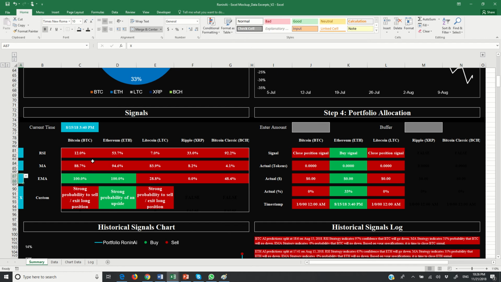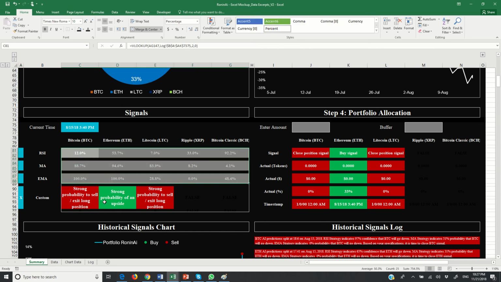The reason why these strategies are included here is to give users an idea of how each strategy is performing, because we have three different smoothings right now: RSI, moving average, and exponential moving average, and having them on this screen might be beneficial. They are selected here by default.